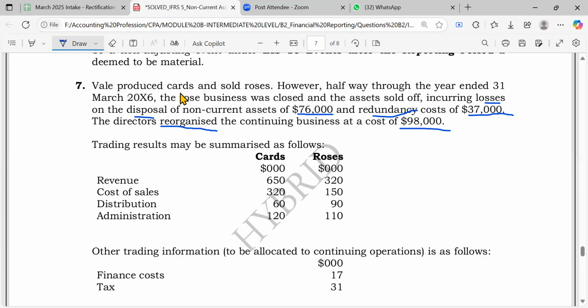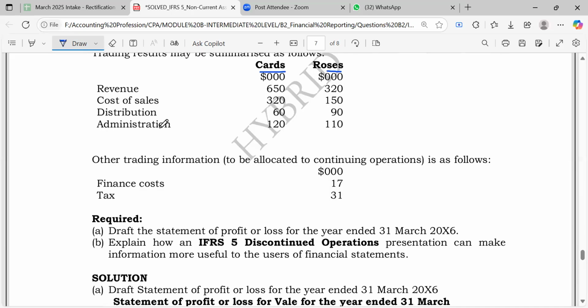We are told that Val produced the cards and sold roses. But also we have the roses, of course, that have been produced and sold. It produced cards, but also sold them. So we have the revenue for cards and roses, the cost of sales for both, distribution cost for both, as well as administration expenses. Okay, going down, other trading information to be allocated to the continuing operations is as follows.